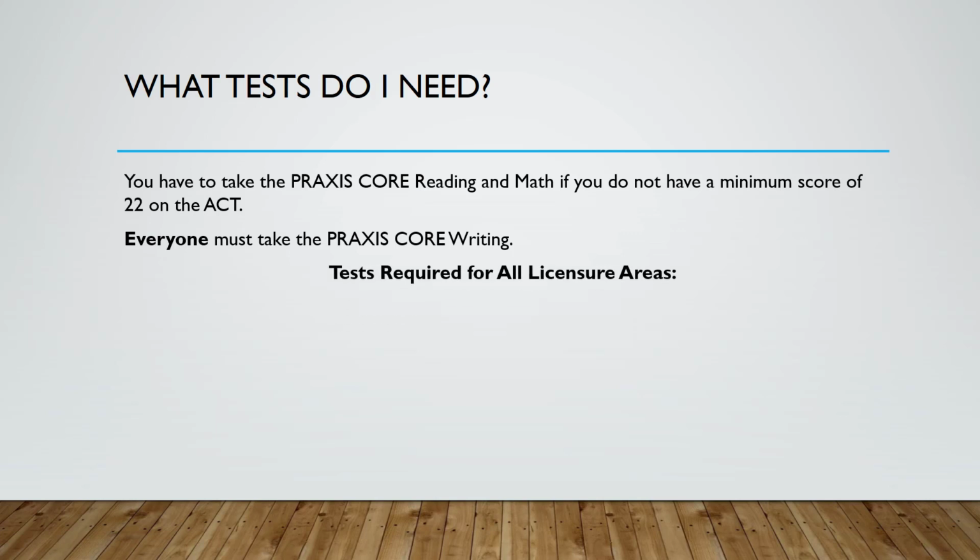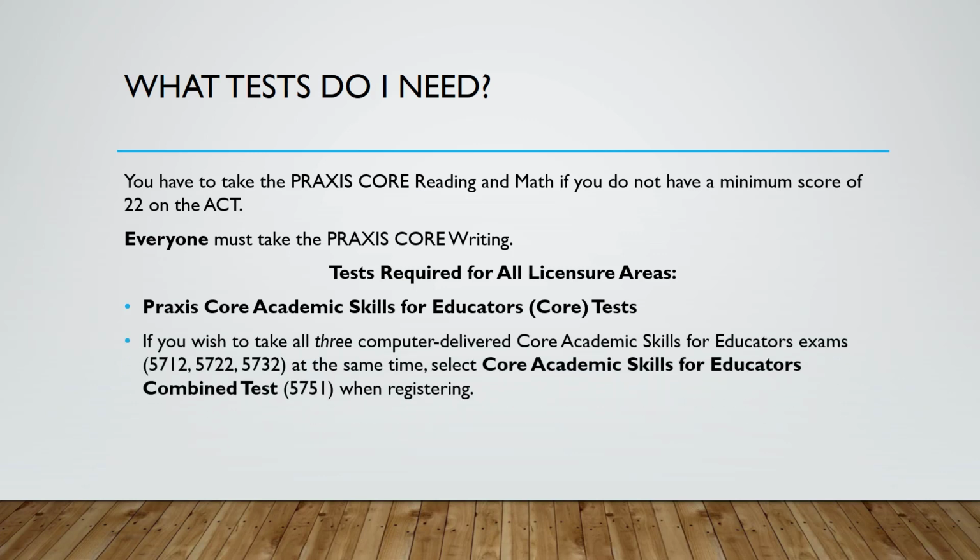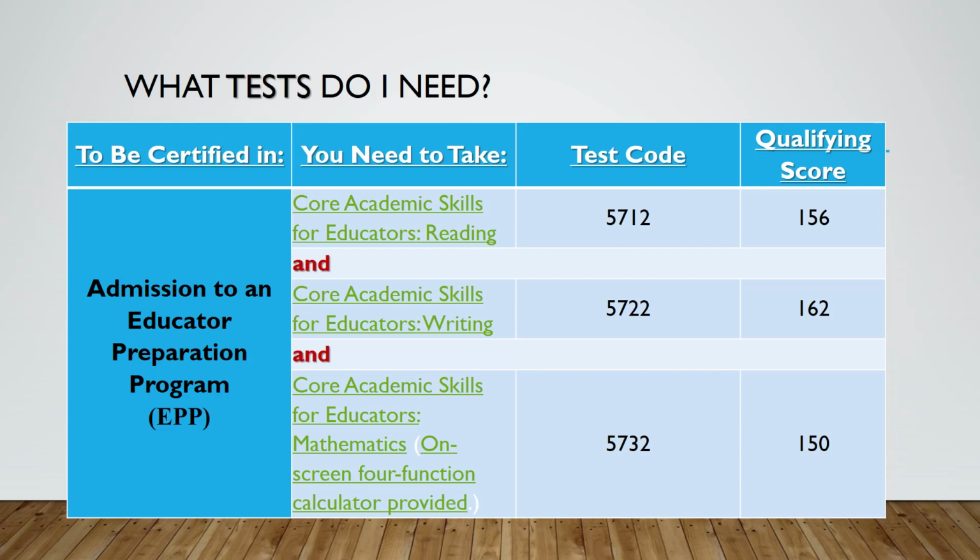Tests required for all licensure areas. This includes the PRAXIS Core Academic Skills for Educators core tests, which is the reading, writing, and math I just described. If you wish to take all 3 computer-delivered Core Academic Skills for Educators exams at the same time, then you will select Core Academic Skills for Educators Combined Test when you register. Scores will be reported by individual tests, even if you take them combined.